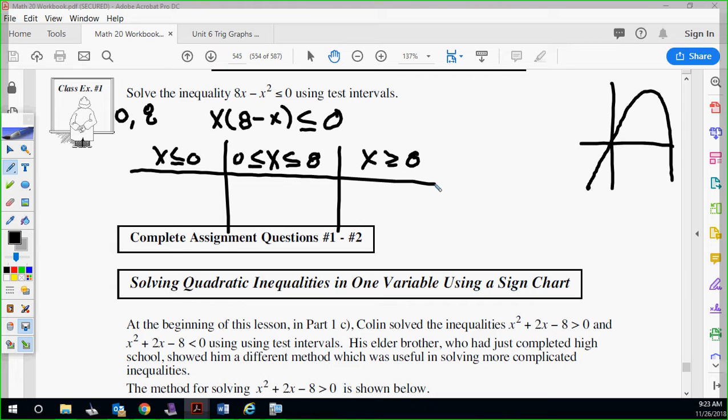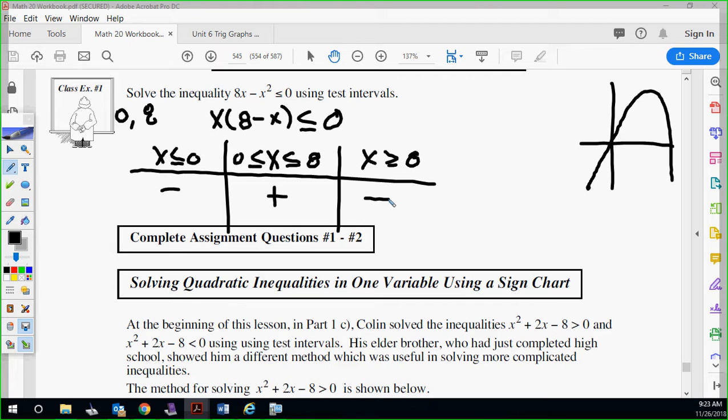So, for example, less than 0: negative 1. 8 minus a negative 1 is 9, but I'm multiplying that by a negative 1, which makes it negative. Pretend you can't see the picture. We'll relate it to them in a second. Between 0 and 8, let's try 1. 8 minus 1 is 7, times 1 is 7, positive. Greater than 8: 8 minus 9 is negative 1, and negative 1 times 9 is negative.